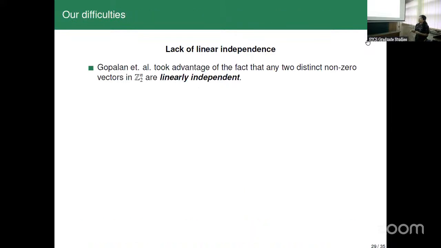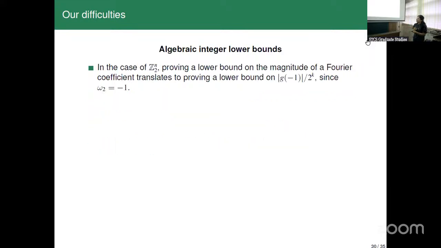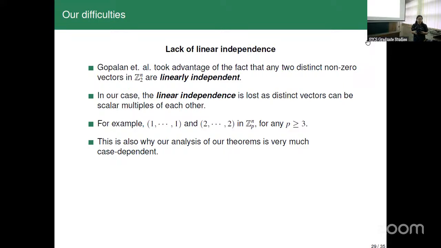The second one is a lack of linear independence. In Z2n, any two non-zero distinct vectors are linearly independent. But in case of p greater than or equal to 3, that is not true. For example, taking these two, the second one is a scalar multiple of the first one, and hence they are not linearly independent. And that's why our analysis is a bit different from what Gopalan did.